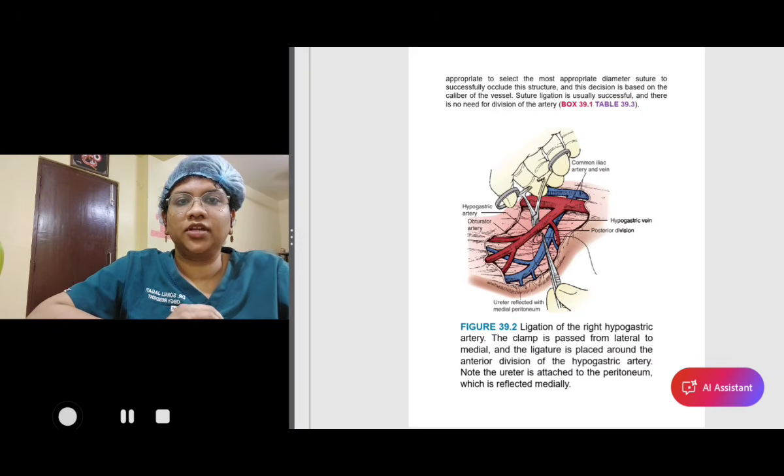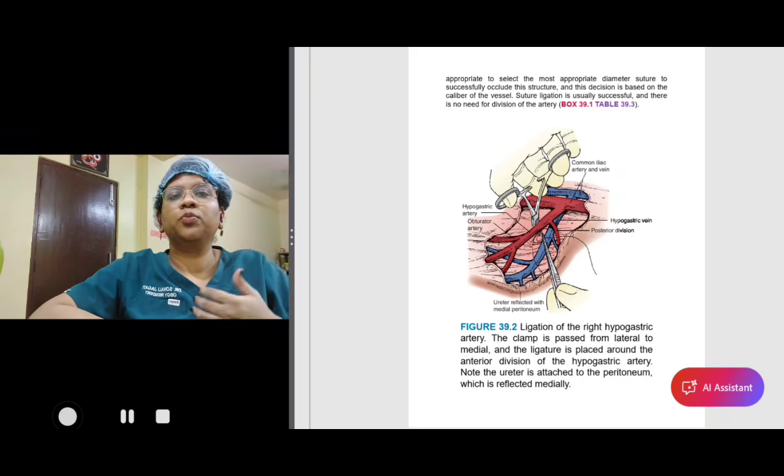3 to 4 centimeters after its origin, the internal iliac artery gives an anterior division and a posterior division. Now this is of utmost importance, because when we are ligating the internal iliac artery, care should be taken so as to not include the posterior division. We are supposed to ligate only the anterior division. So understanding this part of the anatomy is important, that you have to leave 3 to 4 centimeters.